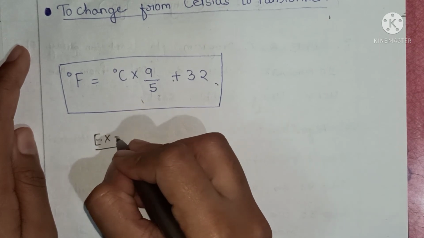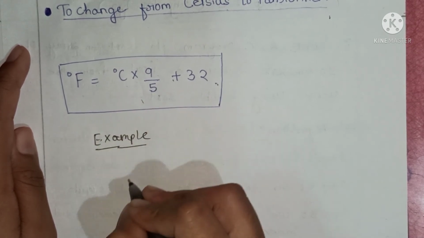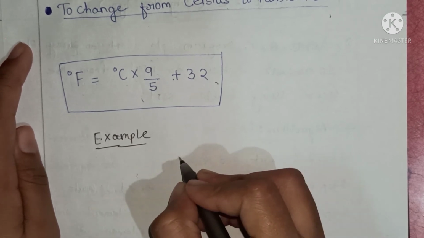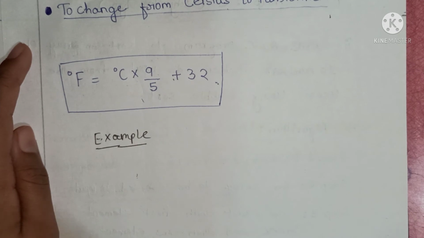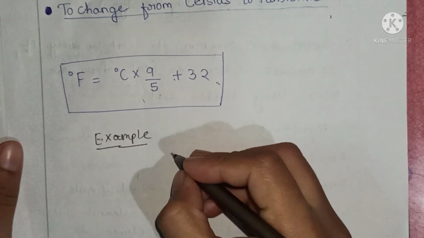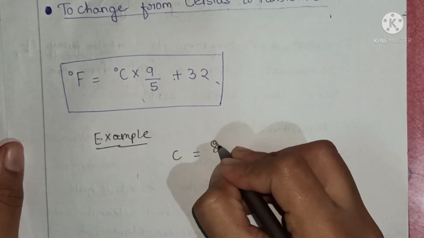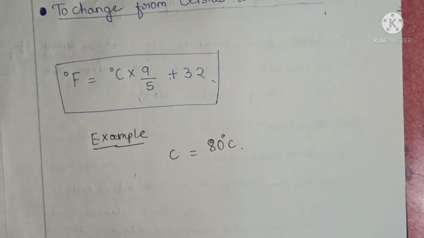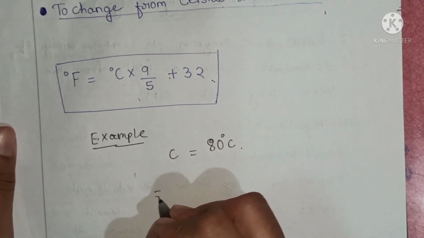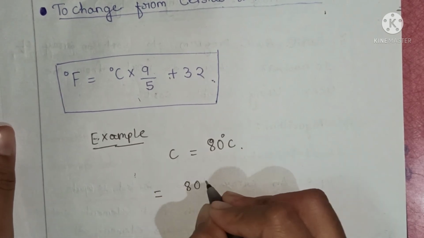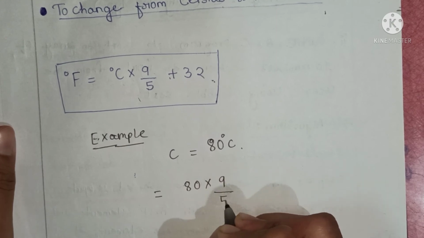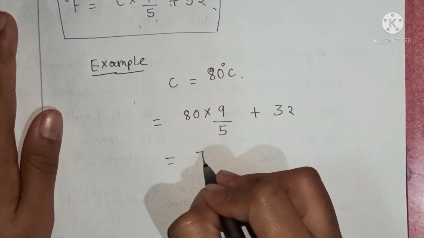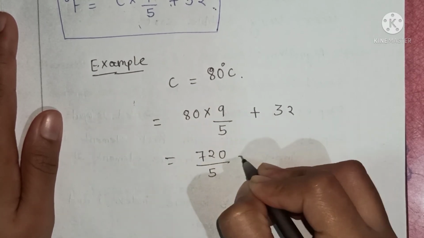For example, the question is given as, suppose Celsius is given as 80 degrees Celsius. Okay. Now we have to convert this 80 degrees Celsius into Fahrenheit. What is the first step? First multiply by 9, divide by 5 and then add 32. So 8 9s are 72, 720 divide by 5 plus 32.